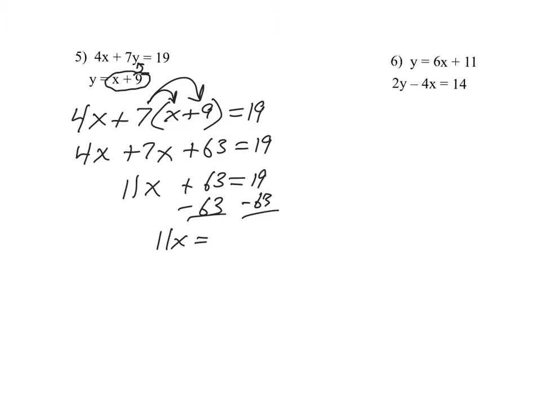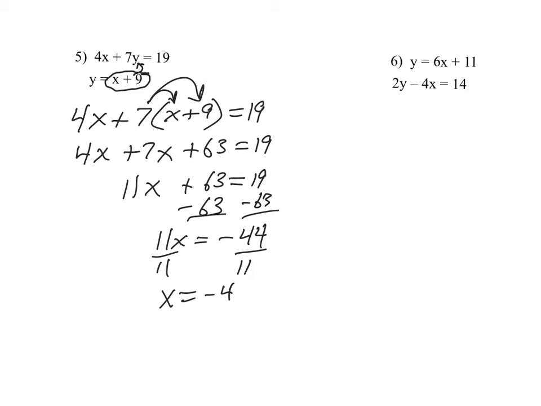So I have 19 minus 63. Really, you can think of that as 63 minus 19, but keep the negative sign. That gives me 44. Why do we keep the negative? Because the negative 63 was larger than the positive 19. So we keep that negative sign. Then we divide by 11, and we get x is equal to negative 4.